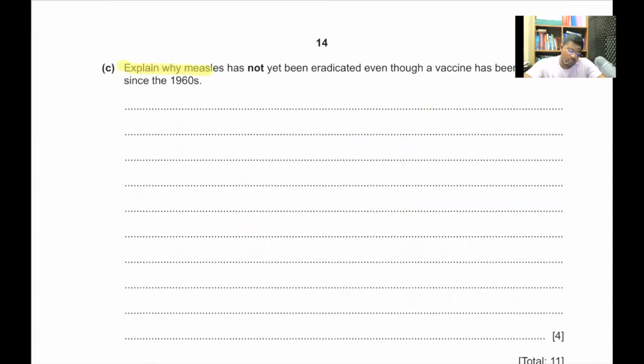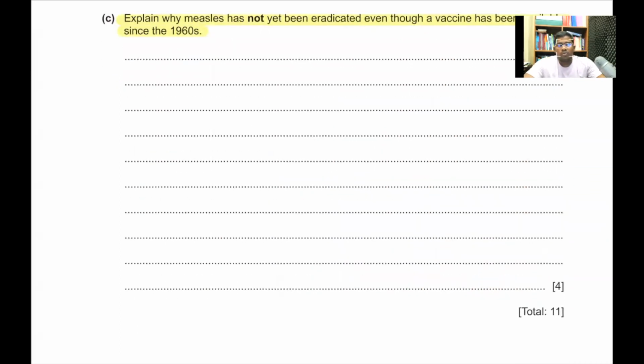Part C, explain why measles has not yet been eradicated, even though a vaccine has been available since the 1960s. Those who are infected with measles can infect many people. And the person necessarily doesn't understand that they are infected with measles before they are actually spreading that virus. Measles spreads to children before they are vaccinated. Vaccine cannot be given soon after birth because of passive immunity provided by the mother. Some people have poor response to the vaccine because of their poor diet and lack of protein in their diet.